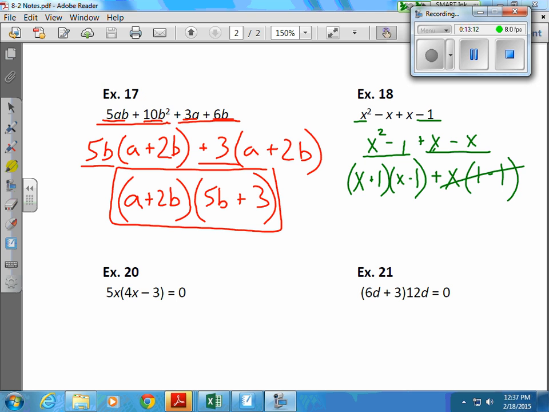And I don't know why I didn't see this sooner. I could have seen it right here, canceled it a lot earlier, and I would have been here way back earlier. X plus 1 times x minus 1.